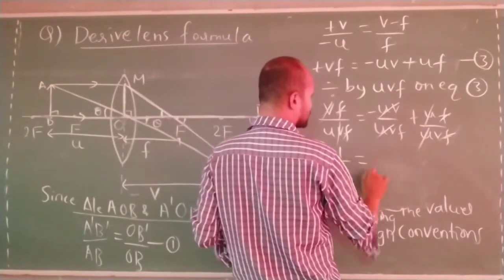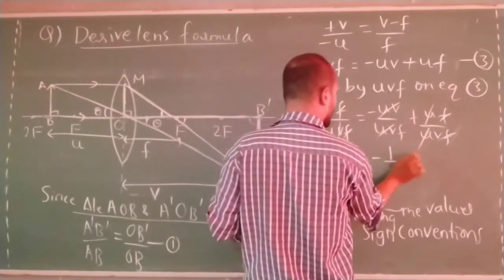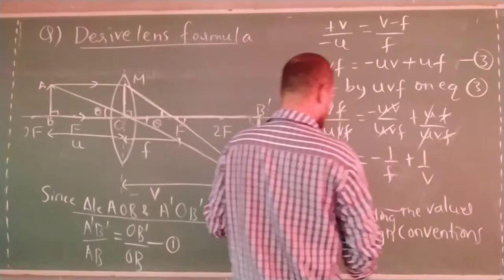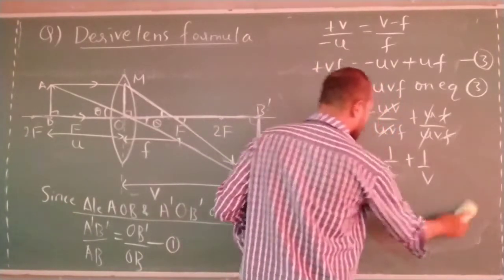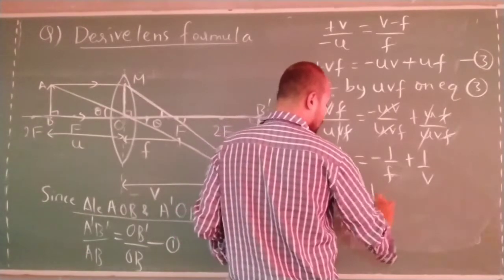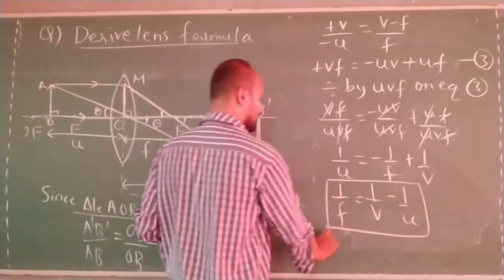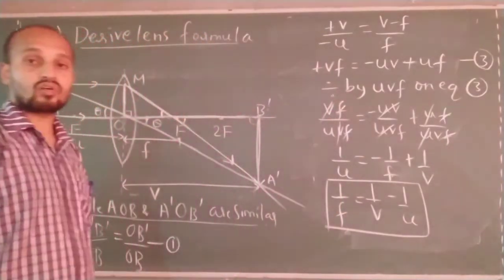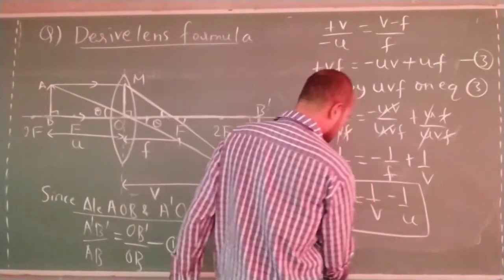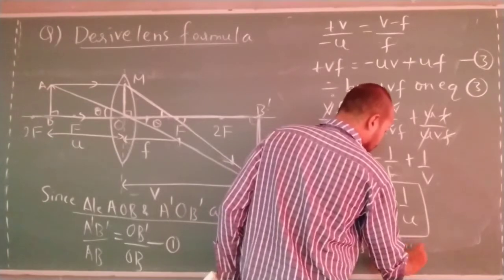1 by U is equal to minus 1 by V. Sorry, minus 1 by F plus 1 by V. Okay. Now, if you rearrange the terms, you will get 1 by F is equal to 1 by V minus 1 by U. This is called the lens formula. Are you understanding? This expression is called the lens formula.